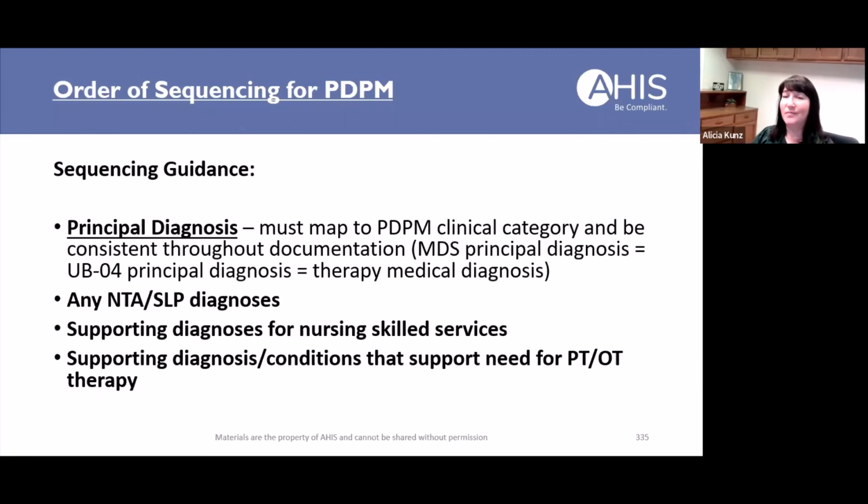So in a nutshell, your sequencing guidance would show, first things first, your principal diagnoses. And we're talking about Medicare A's, PDPM. Your principal diagnoses has to map to a PDPM clinical category and be consistent throughout the documentation. So it should be your MDS principal diagnoses. It should be the principal diagnoses on your UB04. Should be your therapy medical diagnoses. That should be first. Then your NTA and SLP diagnoses. Then your supporting diagnoses for your nursing skilled services, and then your therapy treatment diagnoses would be below that.